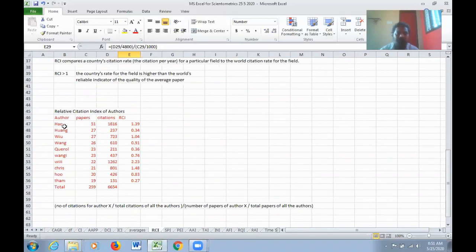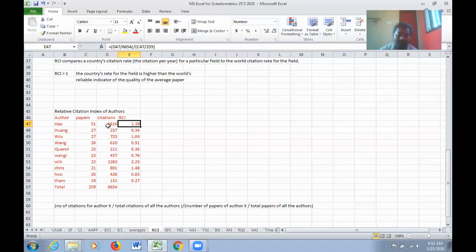For example, there's an author who published 51 papers and got 1816 citations for those 51 papers. Totally, all these authors together contributed 259 papers, and for all the 259 papers, they got 6654 citations. Now I can calculate the relative citation index for each and every author. For example, let me do it for Ho.